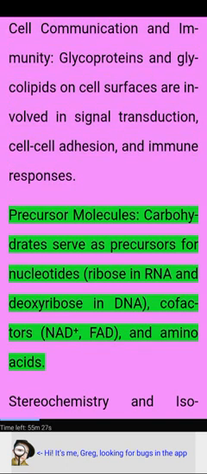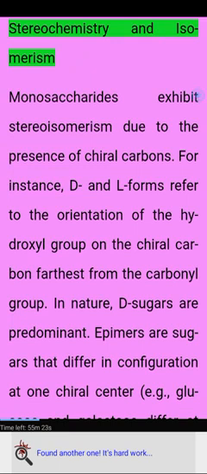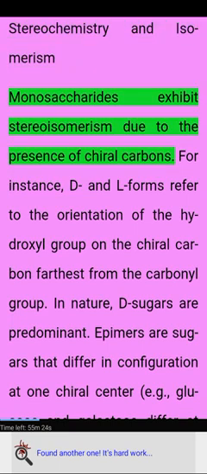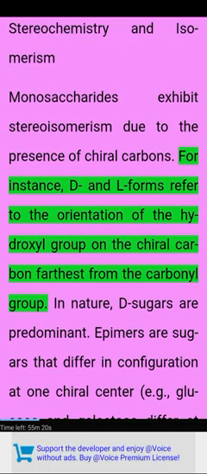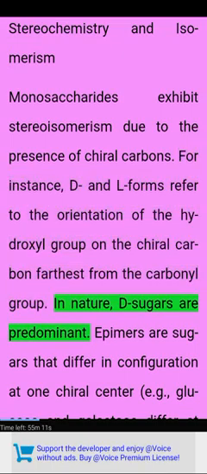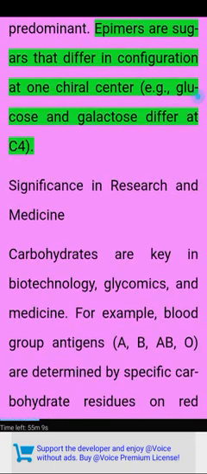Precursor molecules: carbohydrates serve as precursors for nucleotides, ribose in RNA and deoxyribose in DNA, cofactors, NAD, FAD, and amino acids. Stereochemistry and isomerism. Monosaccharides exhibit stereoisomerism due to the presence of chiral carbons. For instance, D and L forms refer to the orientation of the hydroxyl group on the chiral carbon farthest from the carbonyl group. In nature, D sugars are predominant. Epimers are sugars that differ in configuration at one chiral center, e.g., glucose and galactose differ at C4.